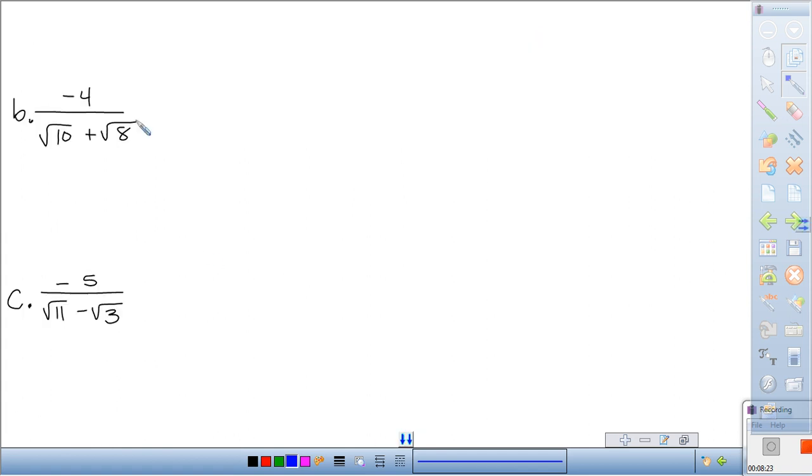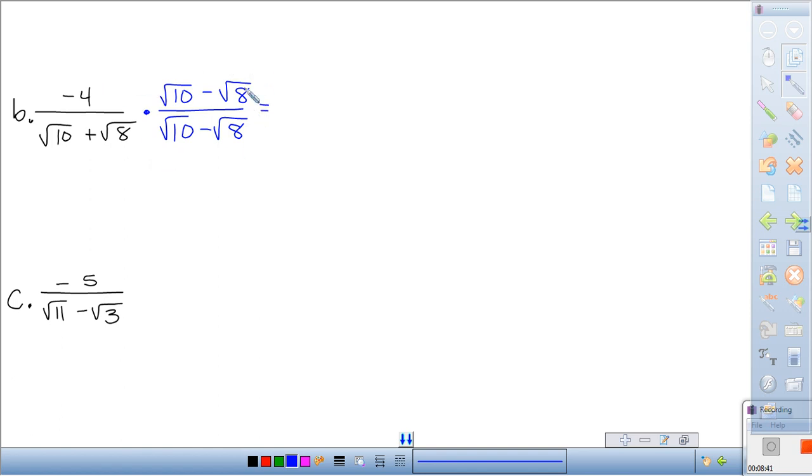We're going to do the same thing on B. First, you have to think, what's the conjugate? Square root of 10 plus the square root of 8. The conjugate of that would be the square root of 10 minus the square root of 8, divided by the square root of 10 minus the square root of 8. That way, again, we're just multiplying by 1. If you divide these, you get 1.